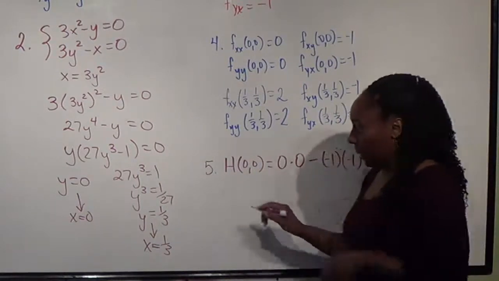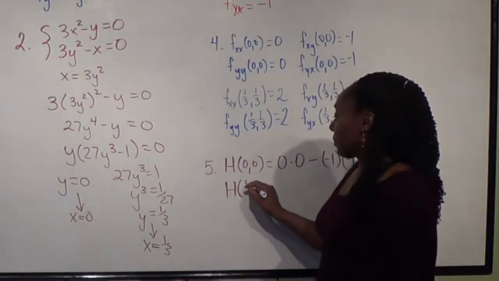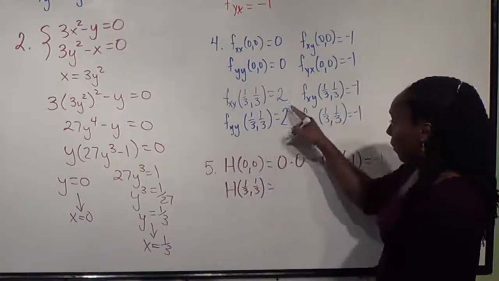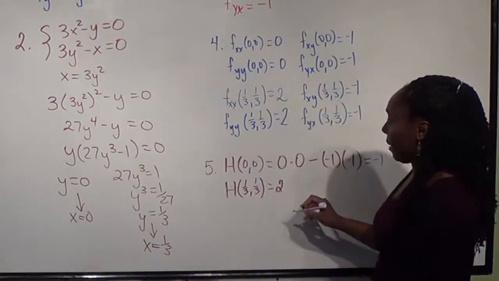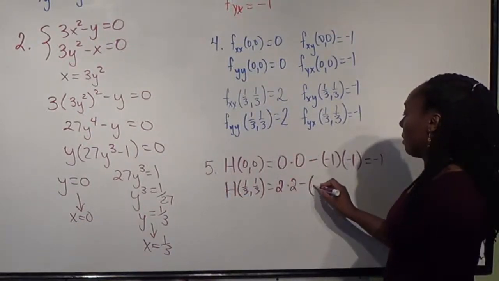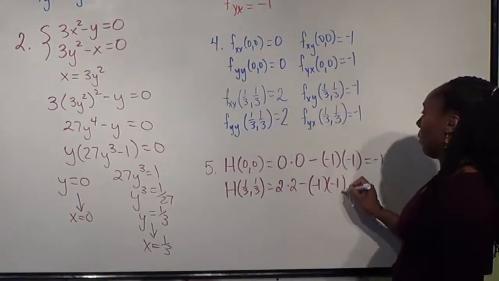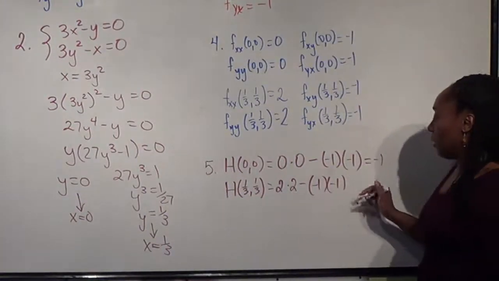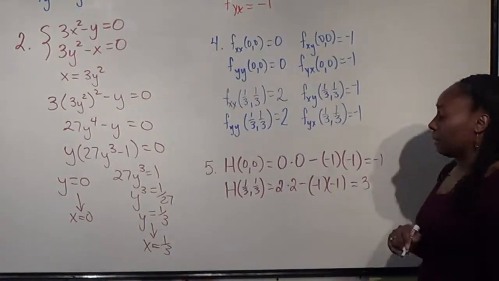Okay? And h at (1/3, 1/3), I can see is going to be 2 for fxx times fyy, which is also 2, minus a -1 times a -1, so times my mixed partials. So here we're going to get 4 minus 1, which looks like 3.